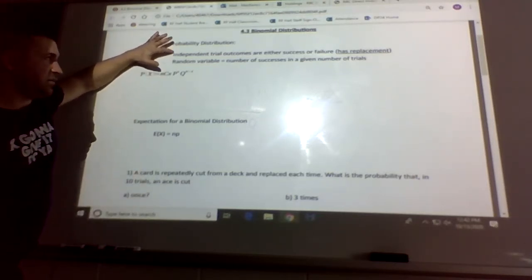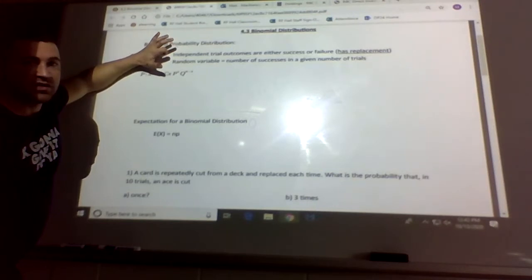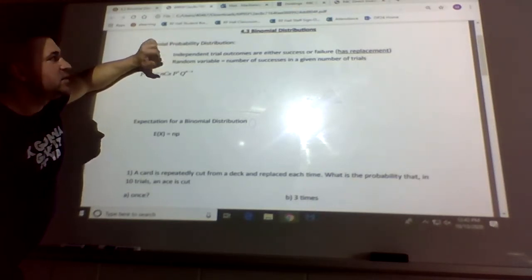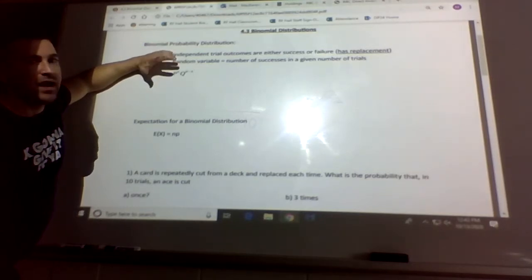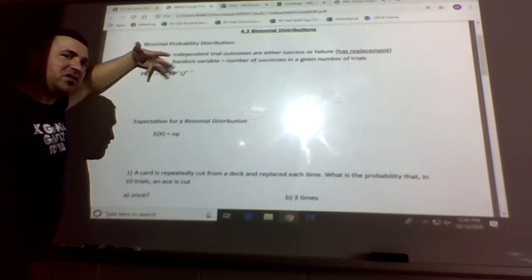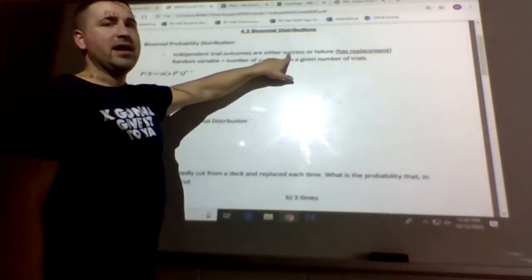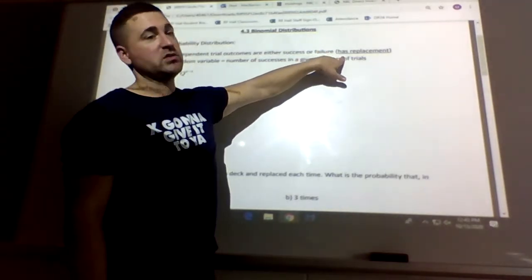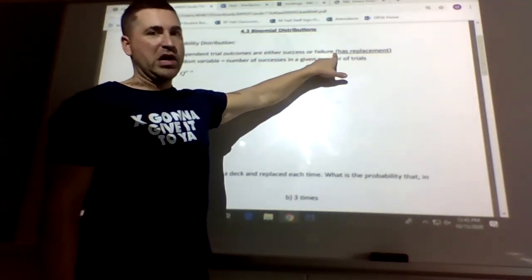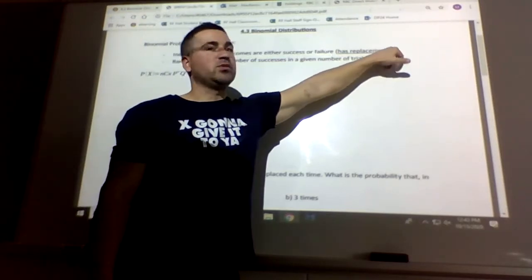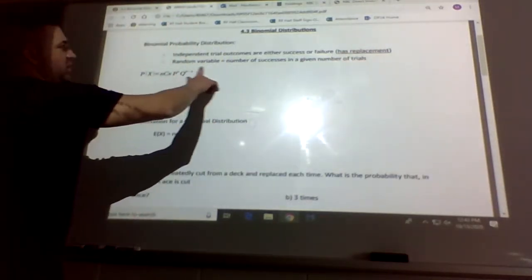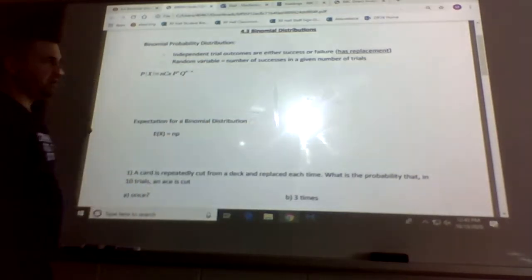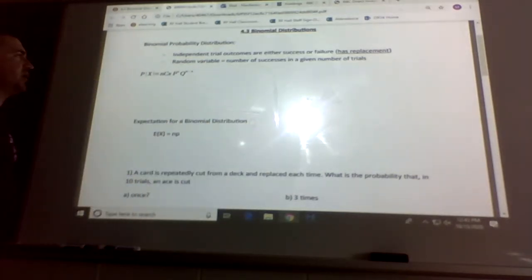Independent trials, that's where one trial does not affect the next. We're going to consider them either success or failure. It doesn't mean failure as if they're failing. It's usually what we're looking at versus what we're not looking at, and this has replacement. The random variable equals the number of successes in a given number of trials.